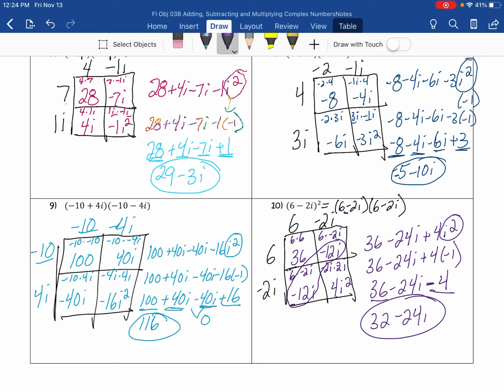And that's it. The only tricky part about this one right here is to make sure you make a box, even if it's squared like that. You can't just distribute the exponent because that doesn't make sense.